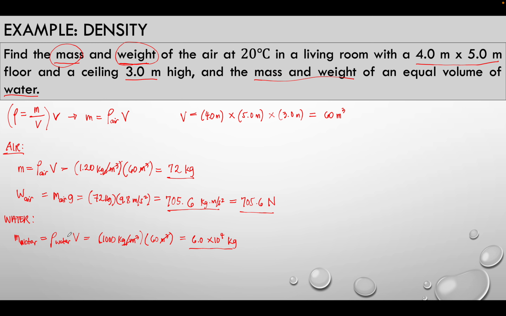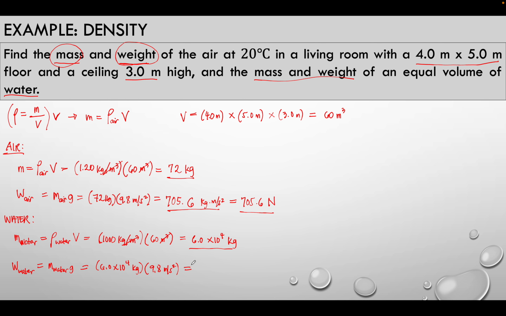in a living room. And then for the weight of the water, again, the same procedure: the mass of the water times the acceleration due to gravity. So we have the mass of the water, which is 6 times 10 to the power of positive 4 kilograms, times the acceleration due to gravity, which is 9.8 meters per second squared.